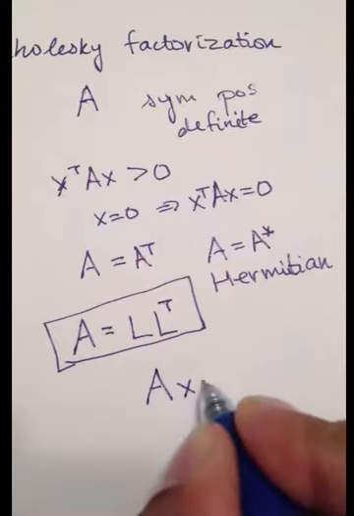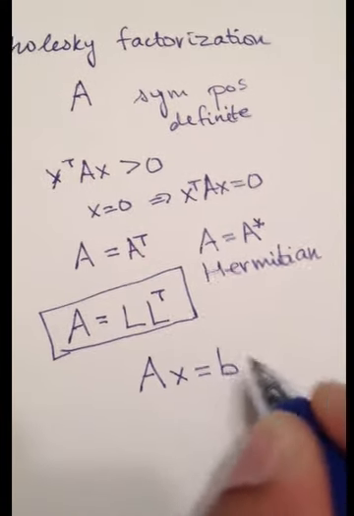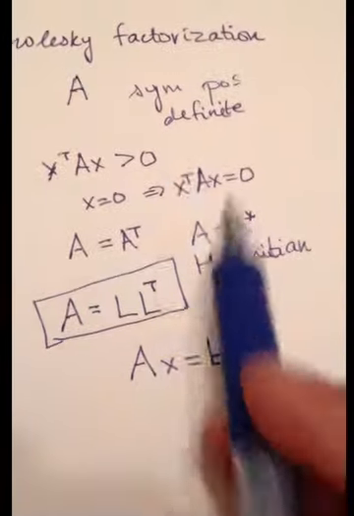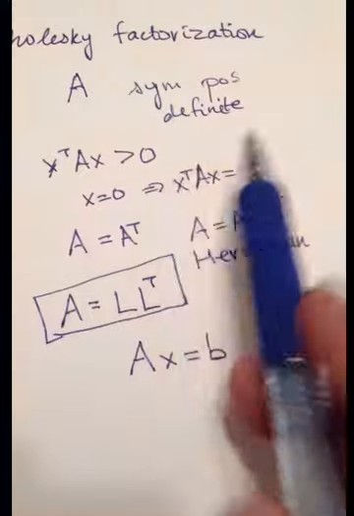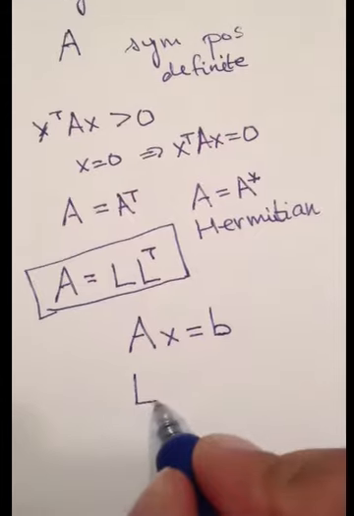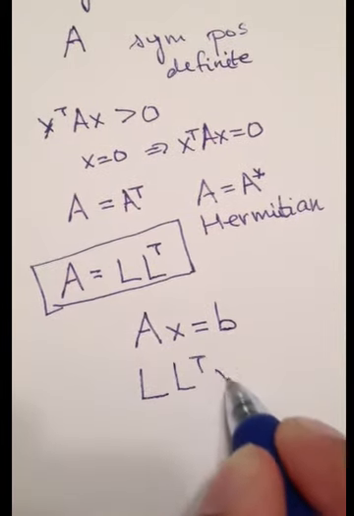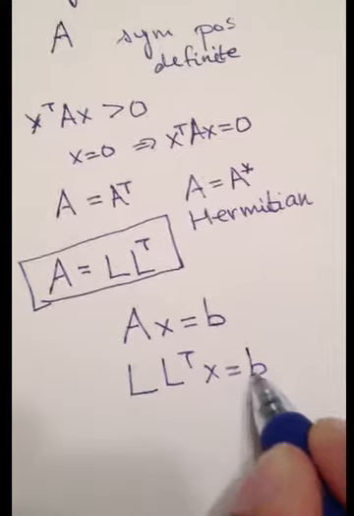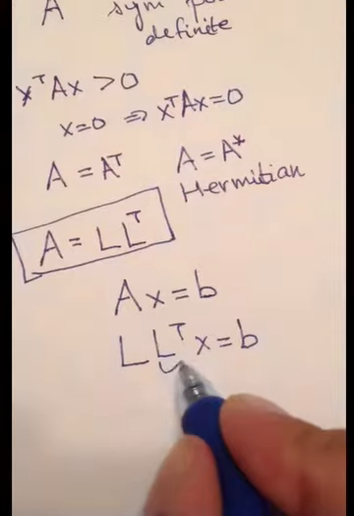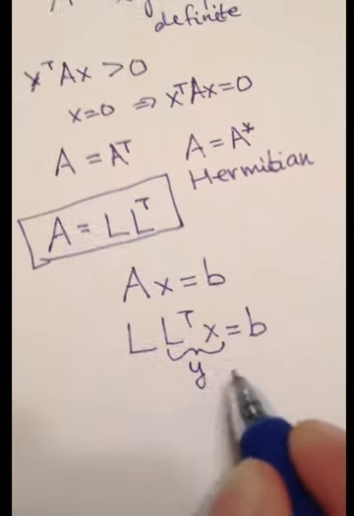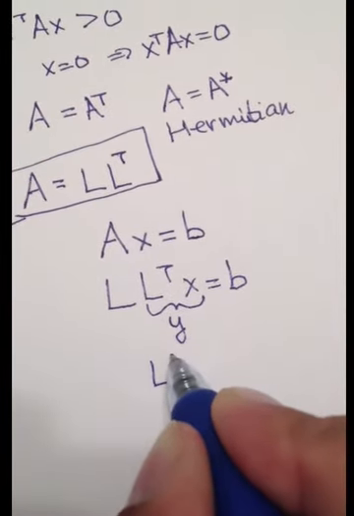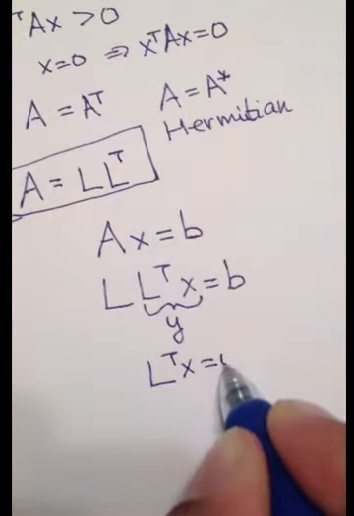Now that we understand what the Cholesky factorization is, let's look at how we might use it to solve an equation like A x equals b, which is a typical problem in linear algebra. You have a matrix A, and a collection of x's which result in a collection of b's. So we factor A into L L transpose, and we get L L transpose x is equal to b. Let's relabel L transpose x as a variable y. So this equation becomes L y equals b.